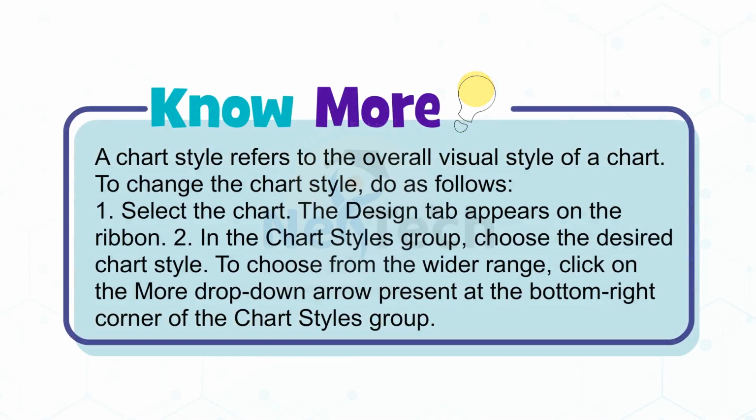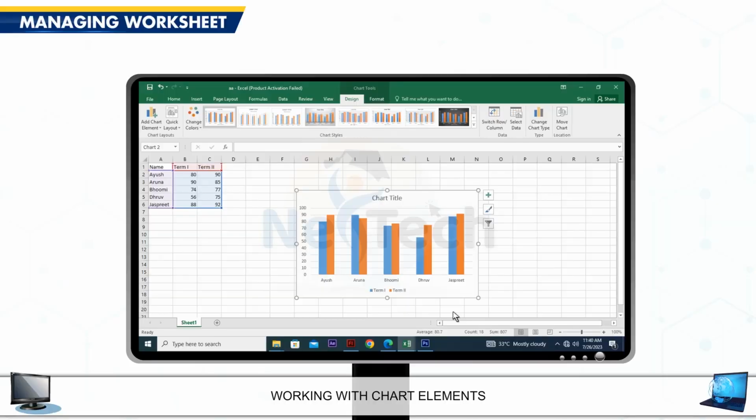1. Select the chart. The Design tab appears on the ribbon. 2. In the Chart Styles group, choose the desired chart style. To choose from the wider range, click on the More drop-down arrow present at the bottom right corner of the Chart Styles group.